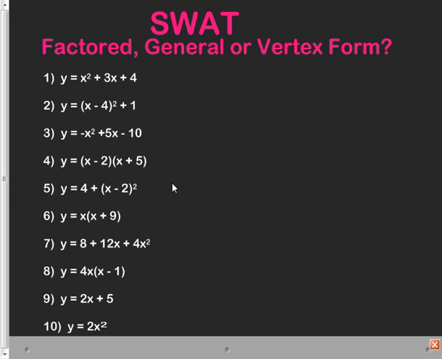General form. The good part about general form is it gives you the y-intercept right there, and it also gives you a and b and c if you ever want to use a quadratic formula on them.